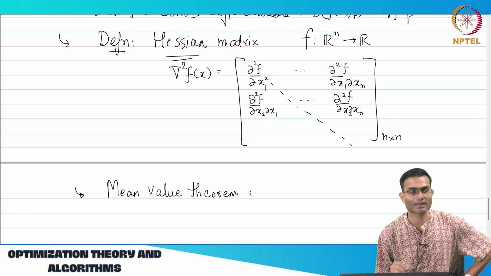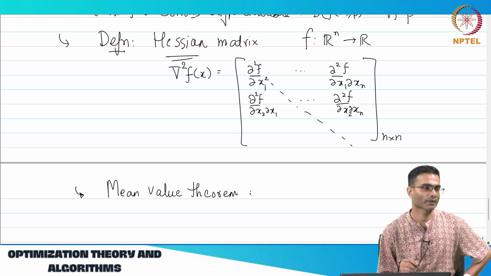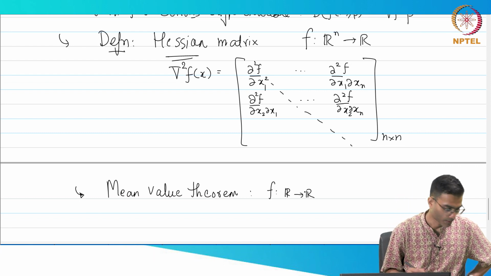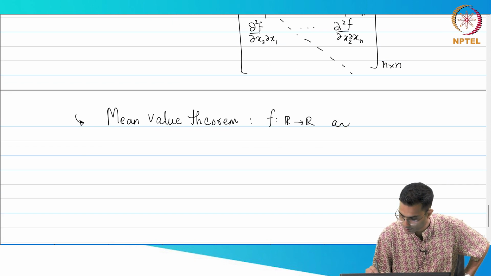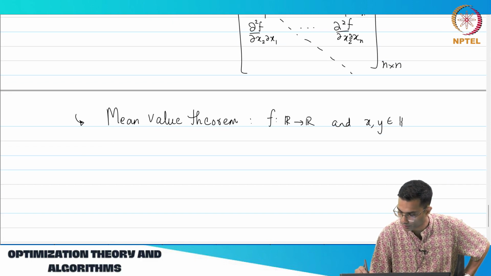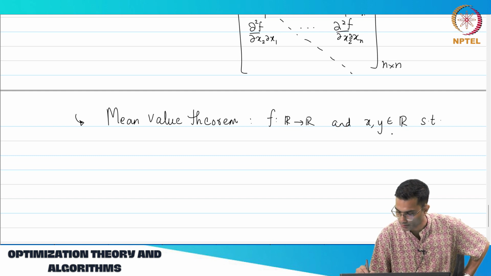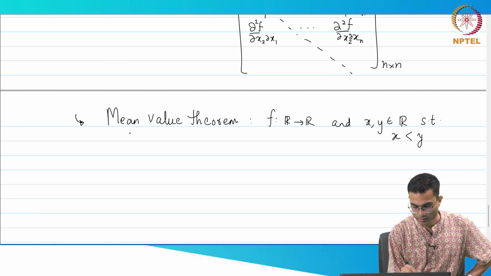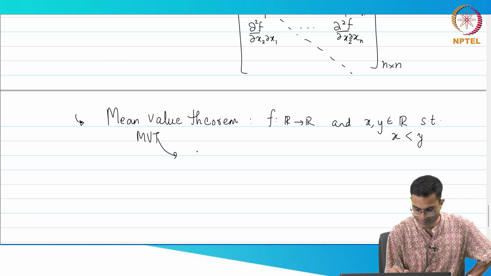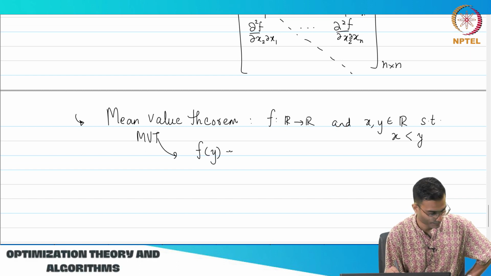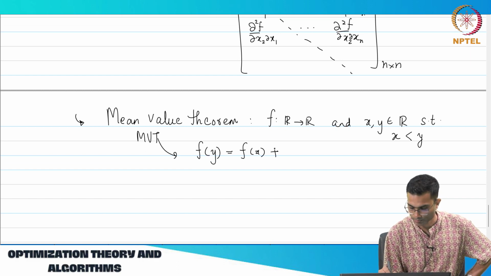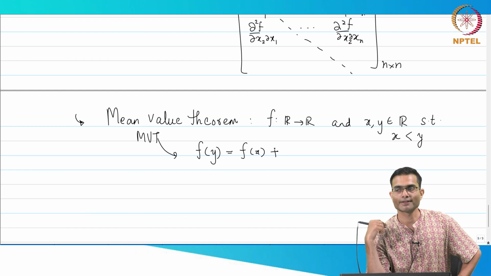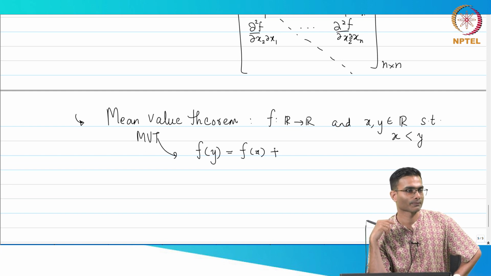Okay, again we'll start with the revision of one variable calculus. If I had f going from R to R, and I have x, y belonging to R such that, let's say, x is smaller than y, then the short form for this is MVT. The MVT states that f of y is f of x plus what? Hint: it will look a little bit like Taylor's theorem, but not quite.